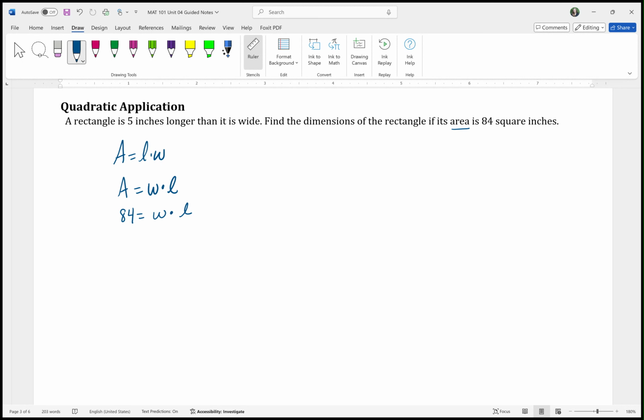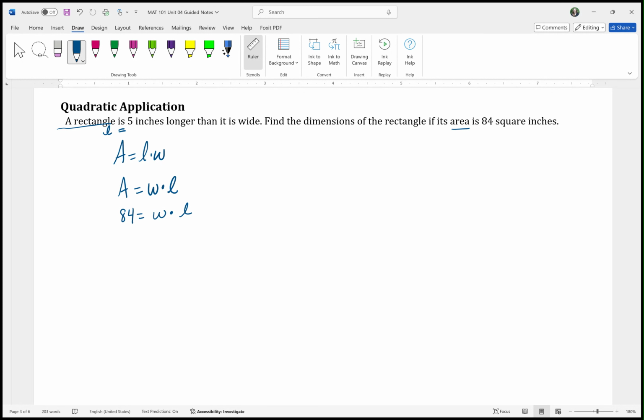And that is where the first sentence is coming in. And it doesn't actually say the word length. It does say longer than, but the length is kind of implied here, as in it's just assumed that you understand this is what it means. Okay, so a rectangle, you can kind of say a rectangle's length. So we're going to say L is going to be our equal. And then we have 5 inches longer than it is wide.